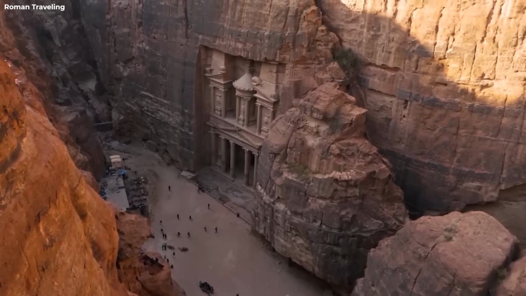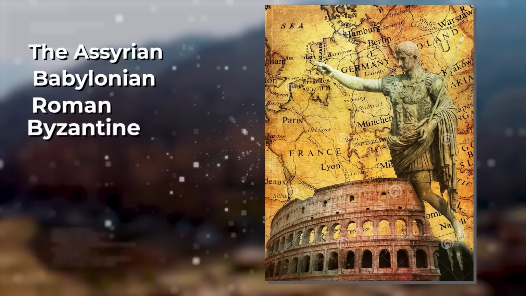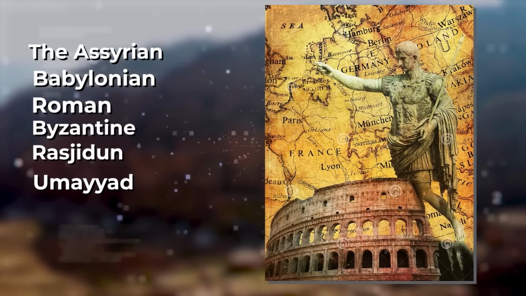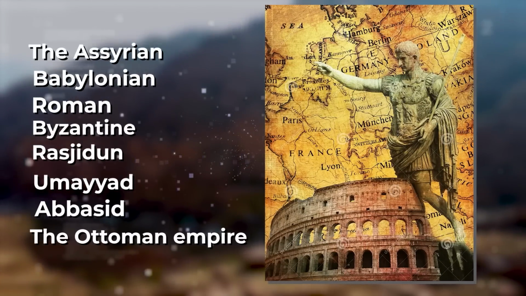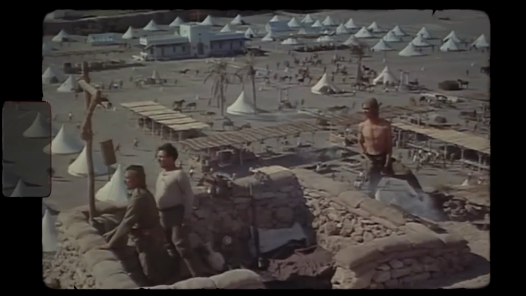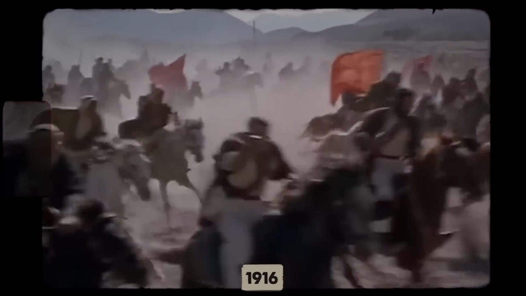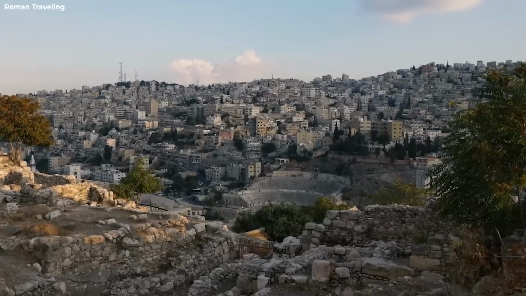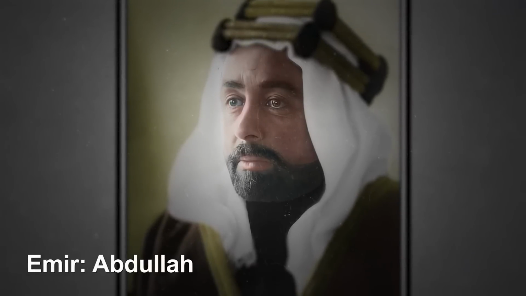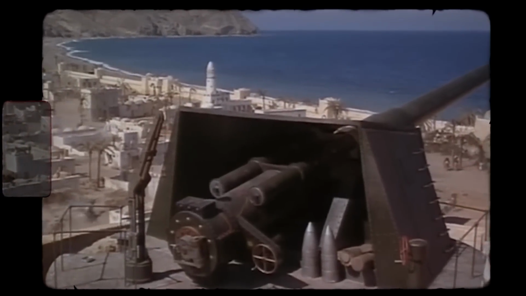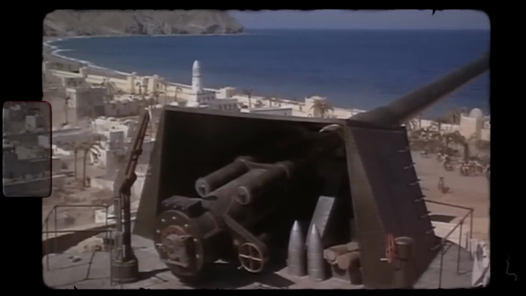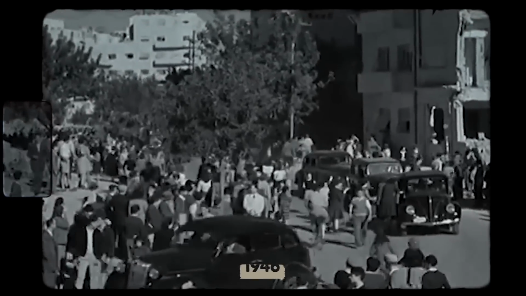Other notable rulers of the Transjordan region include the Assyrian, Babylonian, Roman, Byzantine, Rashidun, Umayyad, Abbasid, and the Ottoman Empire. The Ottoman Empire was partitioned by the British and France after the Great Arab Revolt of 1916 during World War I, and soon after the Emirate of Transjordan was established in 1921 by Emir Abdullah I, who was a Hashemite. The Emirate became a British protectorate. However, after World War II ended, Jordan became independent in 1946.